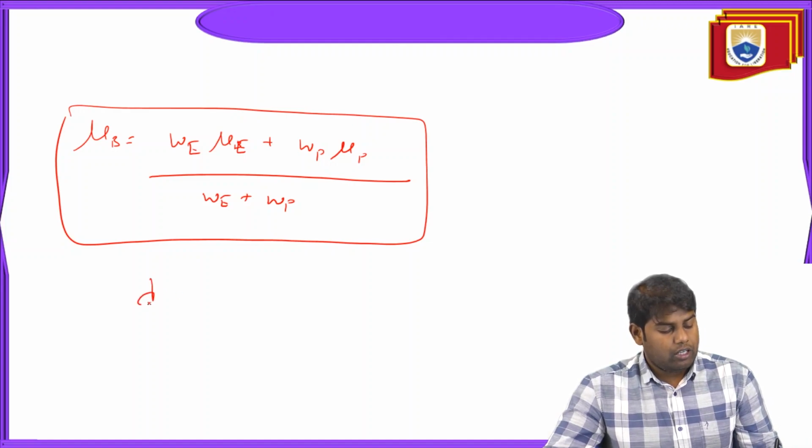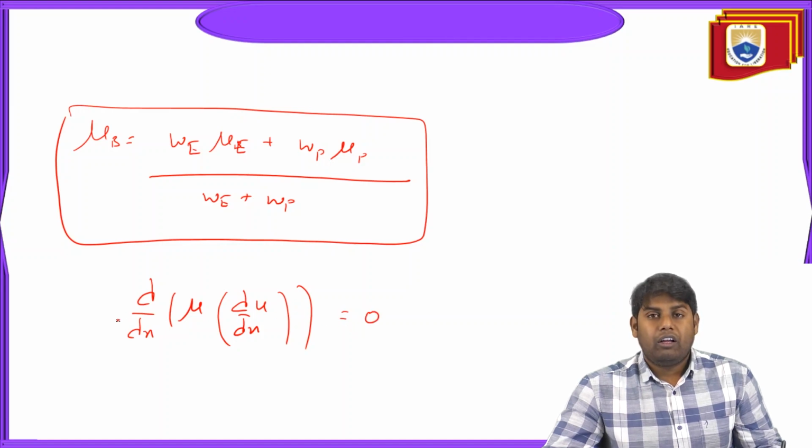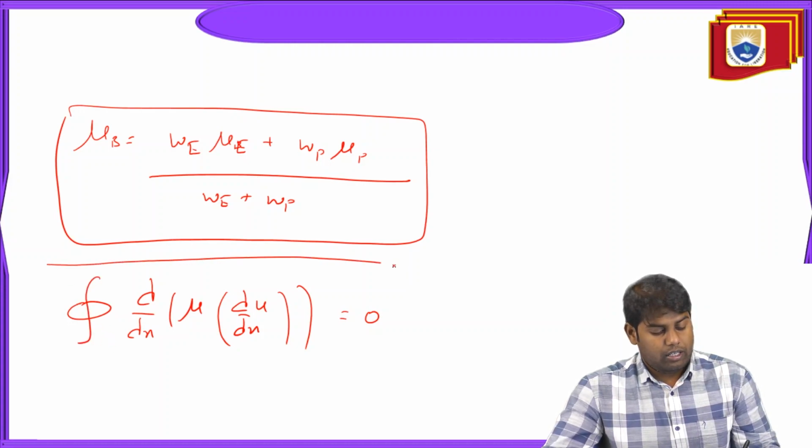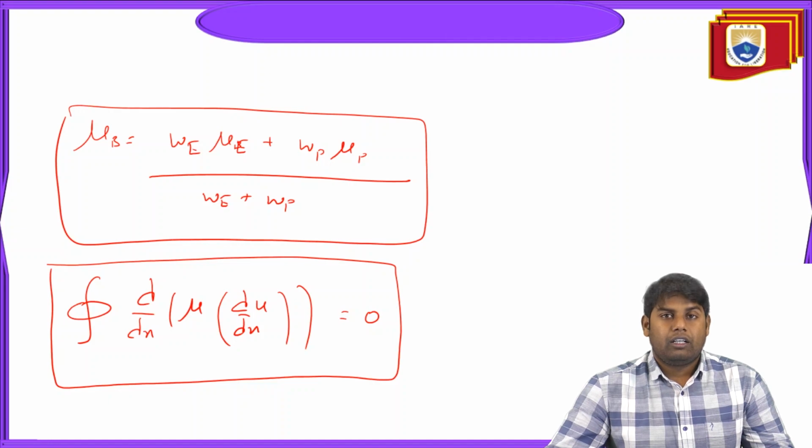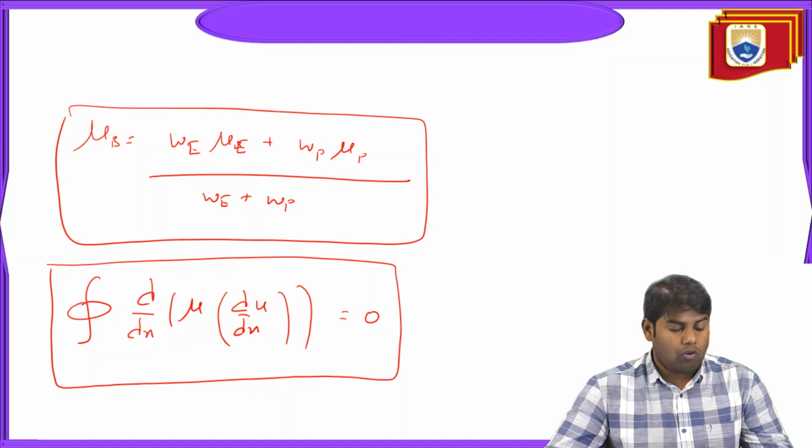Now, we have d by dx of mu times d by dx of u equal to 0. We have taken it as a 1D diffusion equation. Now what we have to do is one line integral. For the finite volume method, we will actually integrate. If it is 1D, we integrate along the line; if it is 2D, we integrate with respect to area; if it is 3D, we integrate with respect to volume.